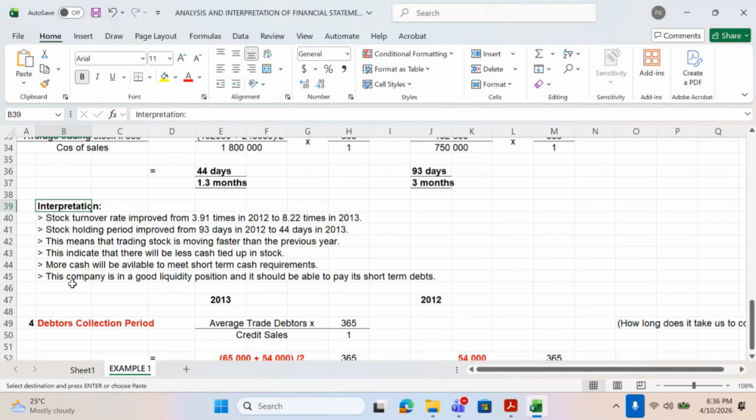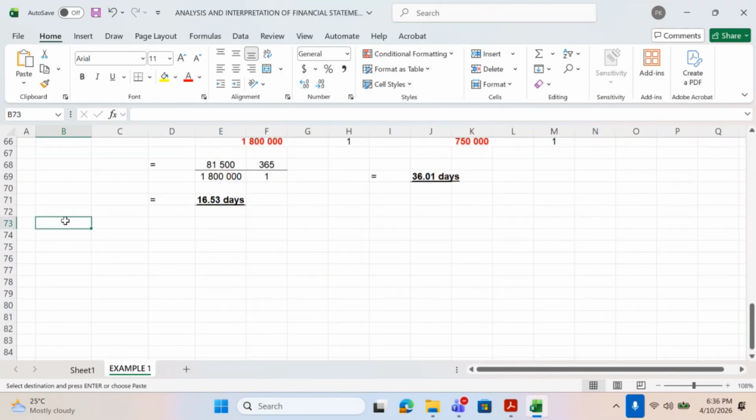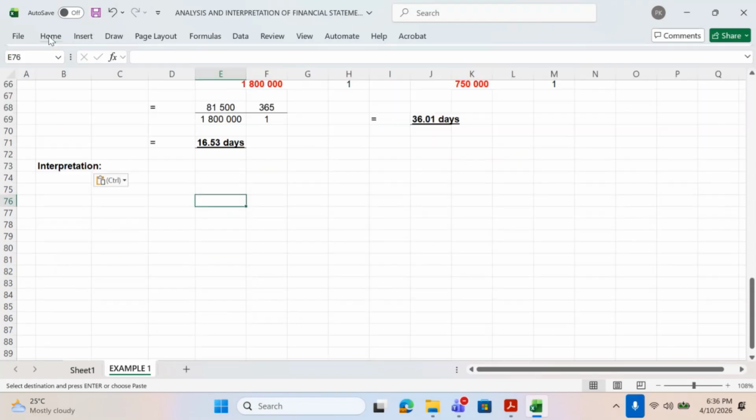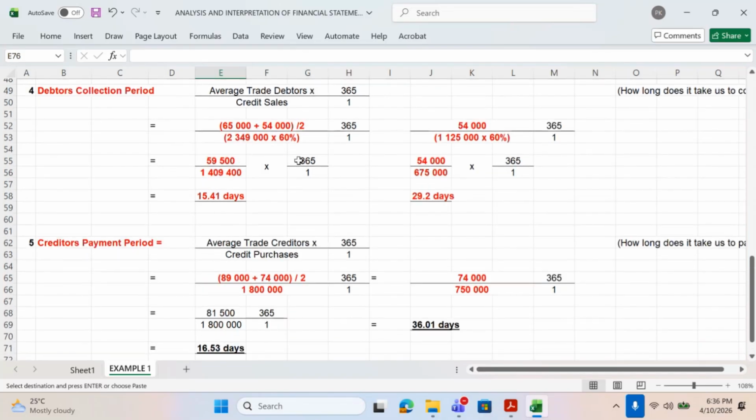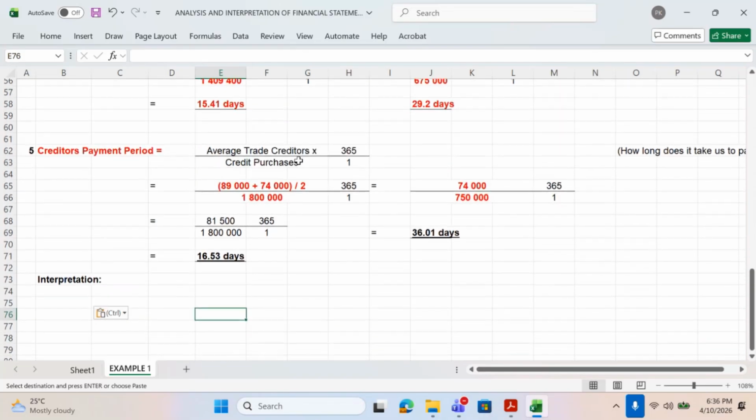Looking at the interpretation, obviously we need to consider both. We need to consider both debtors collection period and the creditors payment period. Okay.